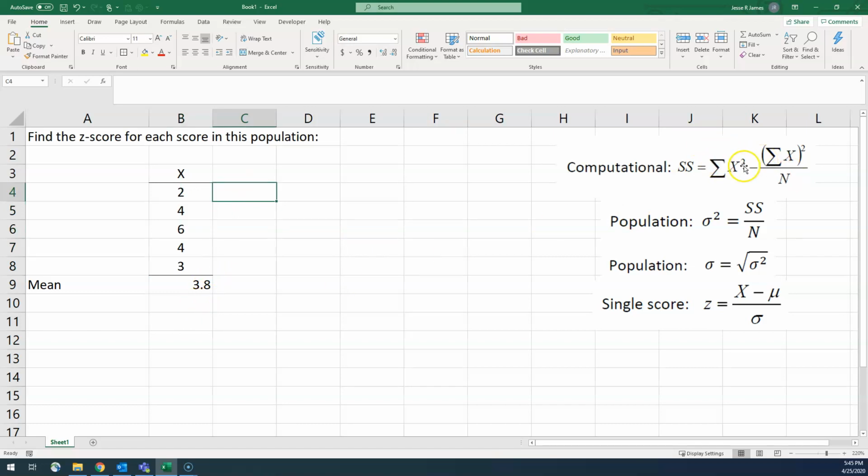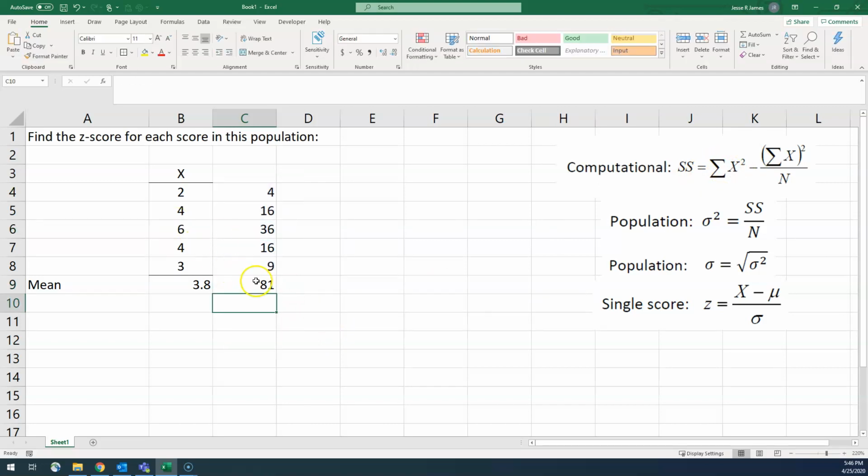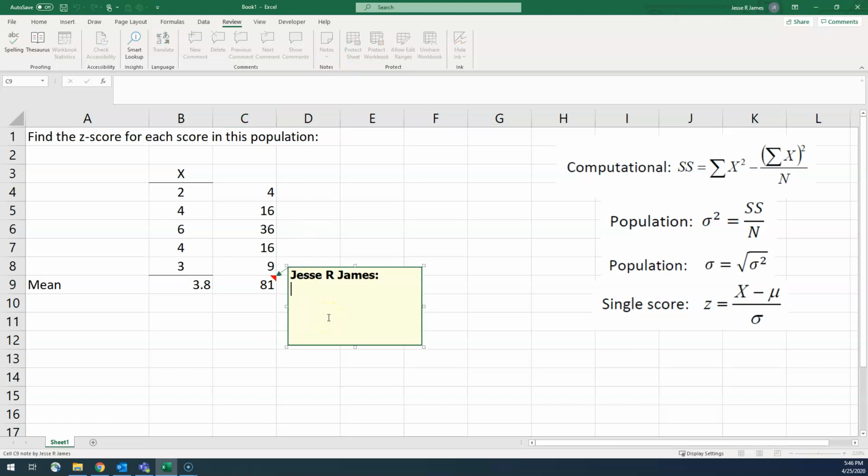Alright, so in order to get the sum of x squared, what we need to do first is to write equals this times itself. That is squaring that x value. And if I carry this down for the other values, it's squaring each of these. So 4 squared is 16, 6 squared is 36, etc. Now, in order to sum them, I just come down here and write equals the sum of all of those. Just to remind myself what this is, I'm going to go under the Review tab and write a new note, Notes, New Note. I'm just going to write a note here to remind myself that this is the sum of x squared.